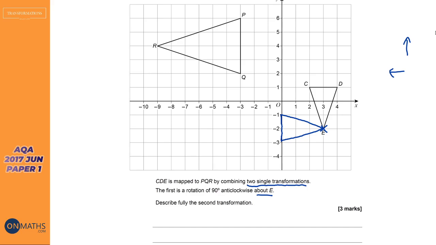So when something changes size, it has to have been enlarged. So we might as well write that down now, because we know if there's only one transformation left, it needs to have been enlarged. Okay, but we need to describe it more. I mean, it's worth 3 marks. You're not going to get 3 marks just for saying that. Now, when something gets flipped, it means it's been enlarged by a negative scale factor, okay?